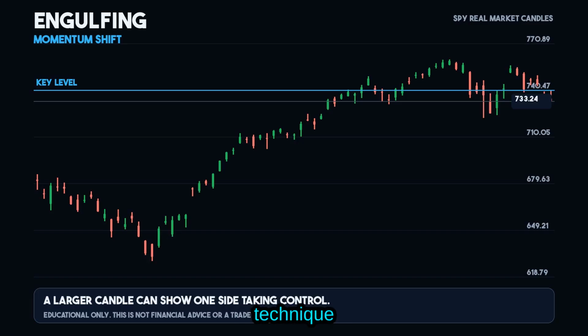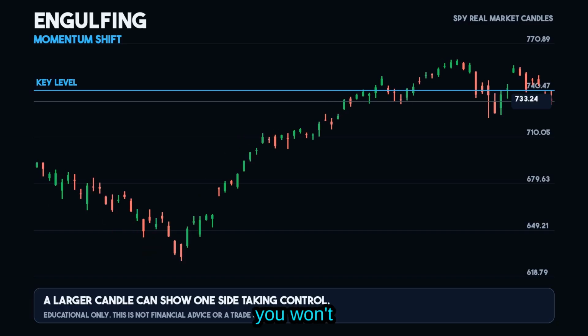Another risk management technique is position sizing. This involves adjusting the size of your trades based on the amount of capital you have available. For example, if you're trading with a small account, you wouldn't want to put all of your eggs in one basket. So, you would adjust the size of your trades to ensure that even if the worst case scenario happens, you won't lose too much.